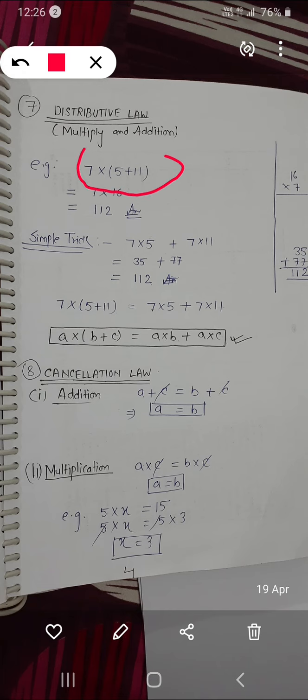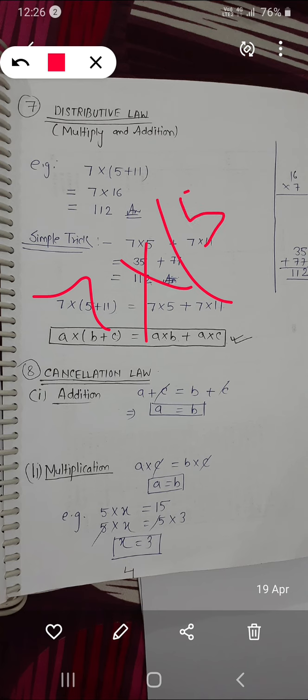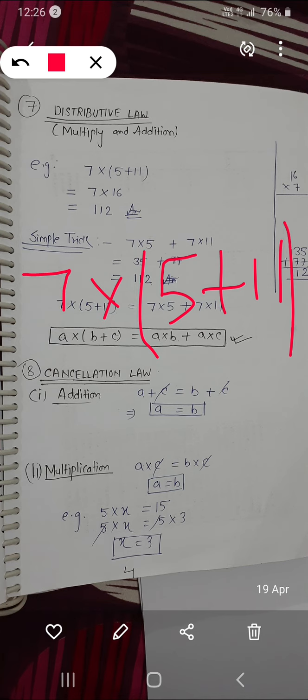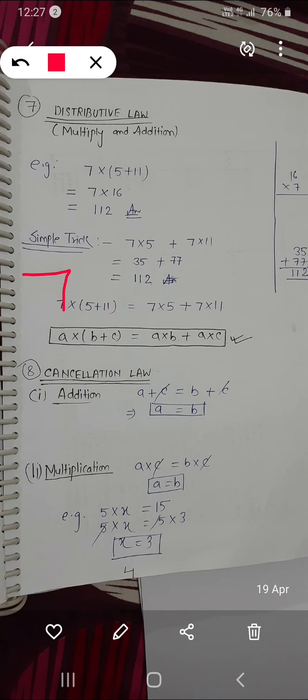Suppose we have three numbers 7, 5 and 11. According to this law, 7 is multiplied with the sum of 5 and 11. Since we have the sum, we will keep 5 and 11 under a bracket. Now 5 plus 11 we get 16. Now if 7 is multiplied with 16, we get 112.